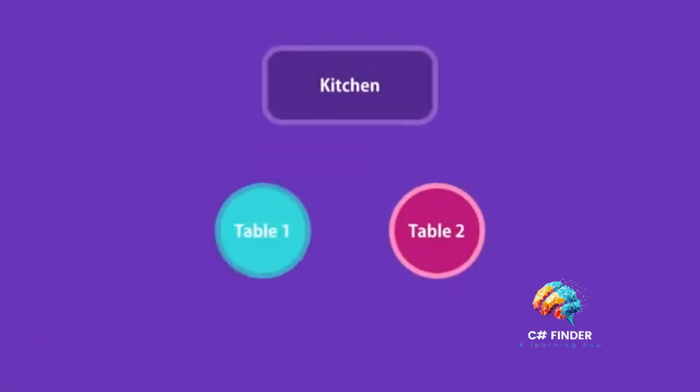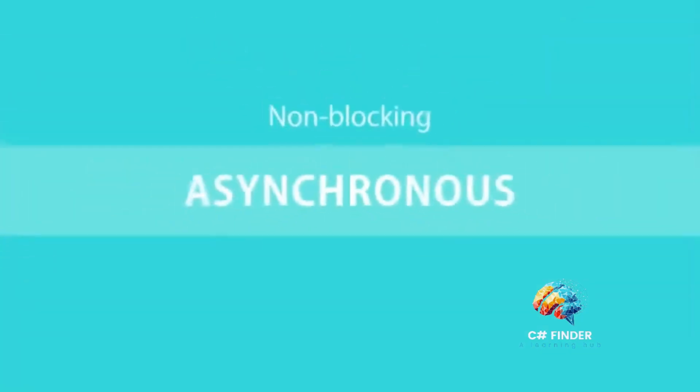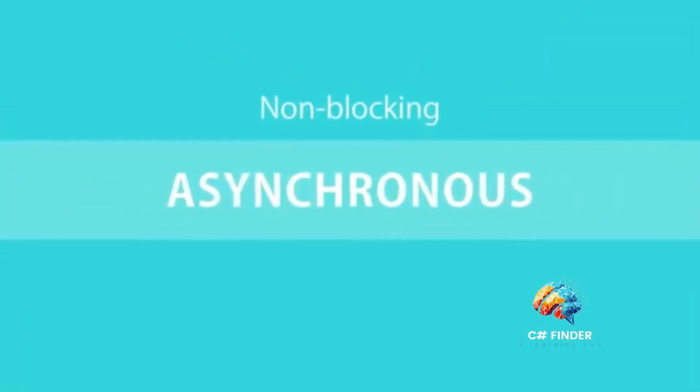Imagine you go to a restaurant. A waiter comes to your table, takes your order, and gives it to the kitchen. Then they move on to serve another table while the chef is preparing your meal. So the same person can serve many different tables. They don't have to wait for the chef to cook one meal before they serve another table. This is what we call non-blocking or asynchronous architecture.